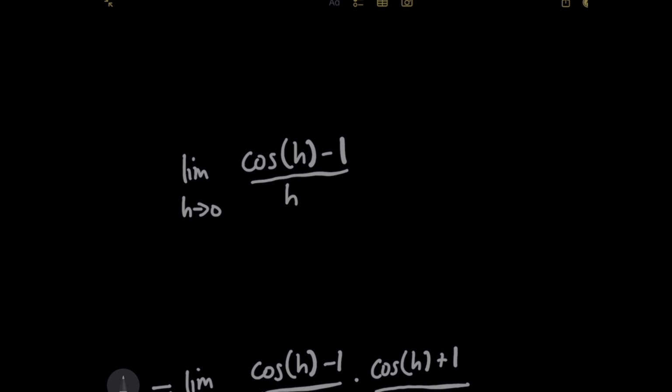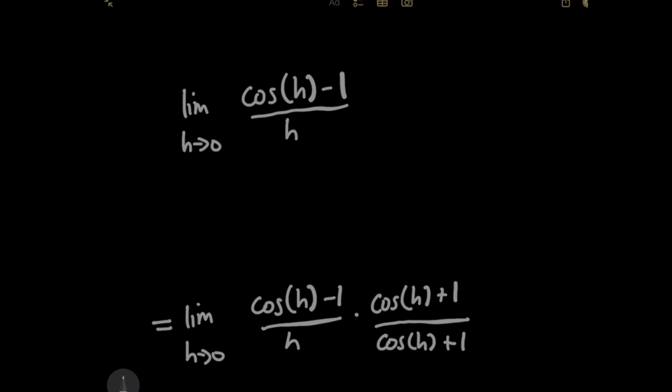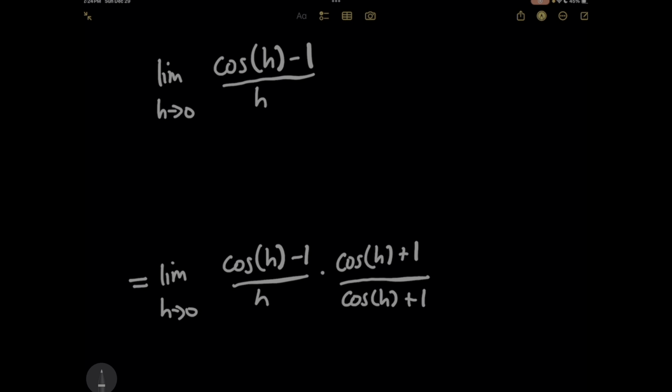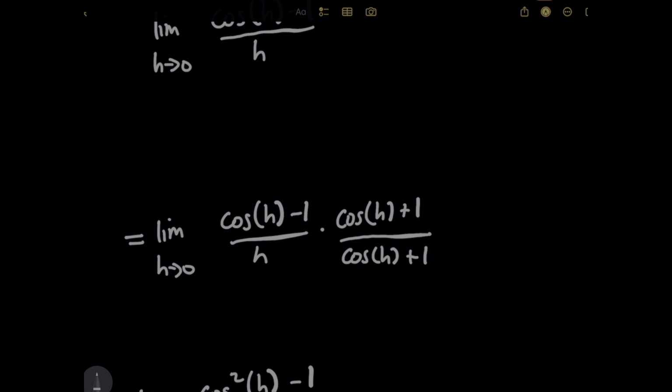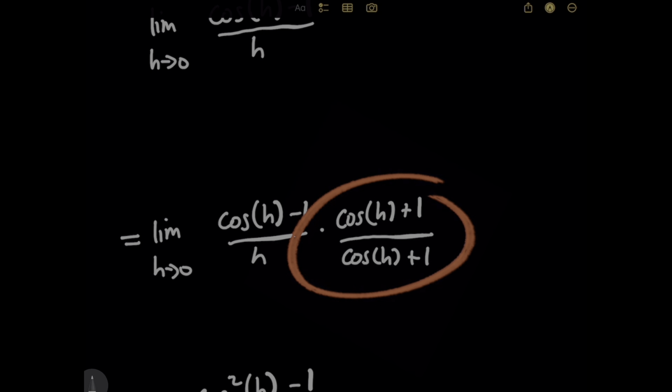But ultimately, for those who don't know this proof, in case you have to show it on an exam, what you want to do first is, we know by inspection, if we just plug in 0, we're going to get 1 minus 1 on the numerator, which is 0, and the denominator will be 0 as well. So we have an indeterminate form, 0 over 0. What we're going to do is multiply both the top and the bottom by cosine of h plus 1 all over cosine of h plus 1.